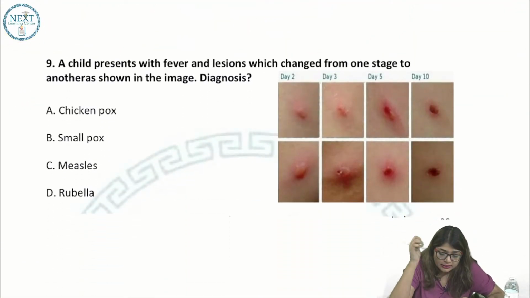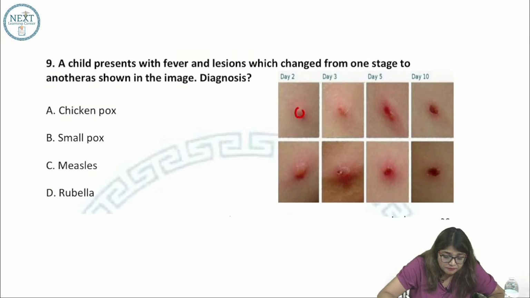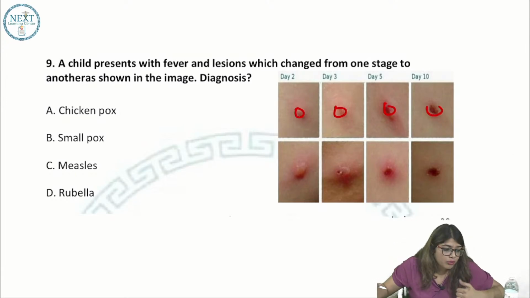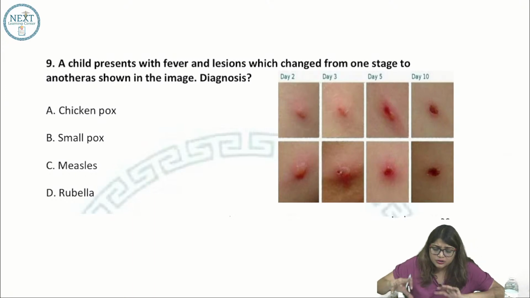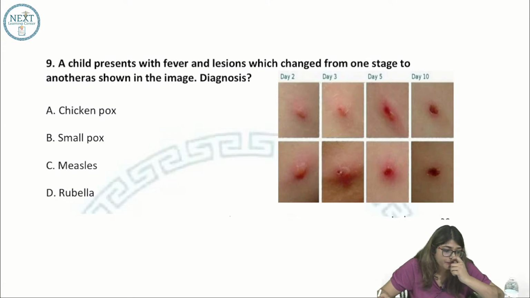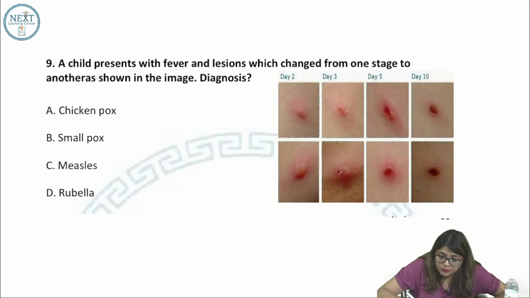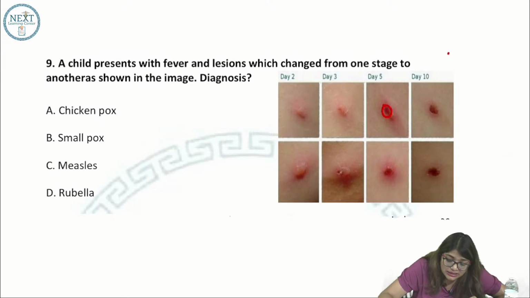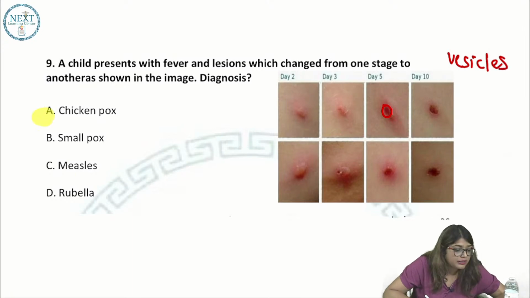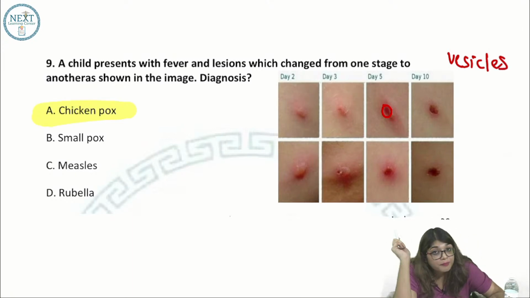Now look at this. The lesions are centripetal. They are faster evolving. So what kind of lesions are these? From one stage to another, very fast they change, with fever. And can you see again what kind of lesion is this? They look like burst vesicles, right? Vesicles. So it is seen in, very good, chickenpox. What kind of appearance? Very good.